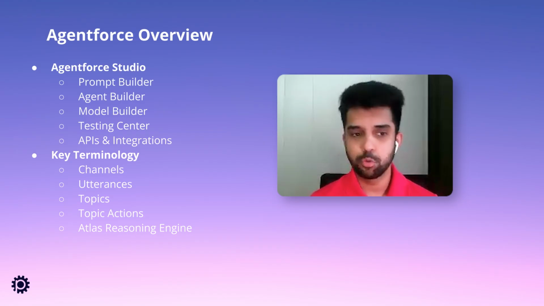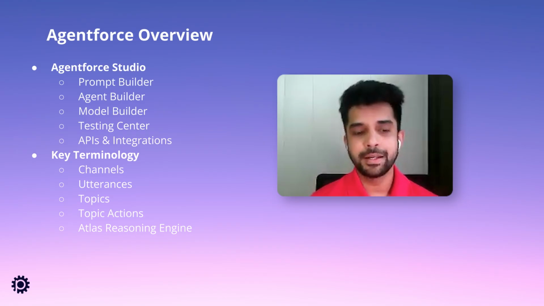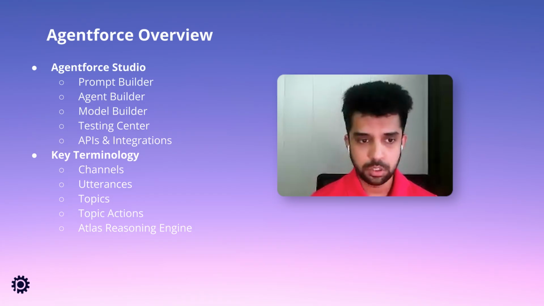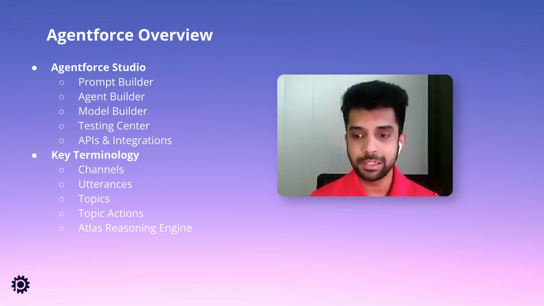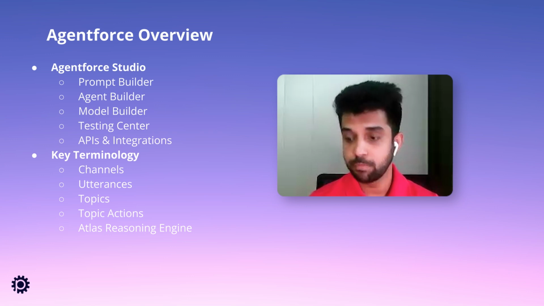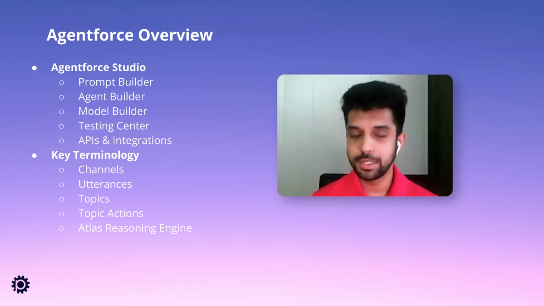Then we have topic. A topic is basically a group of related user questions and agent actions. It defines what that agent should talk about. And inside a topic, we have topic actions that are the actual tasks that the agent performs inside that topic. And then we have the Atlas Reasoning Engine. That is the intelligent core of Agentforce. It's probably the brain behind the agent that decides what to do when a user sends in a message.